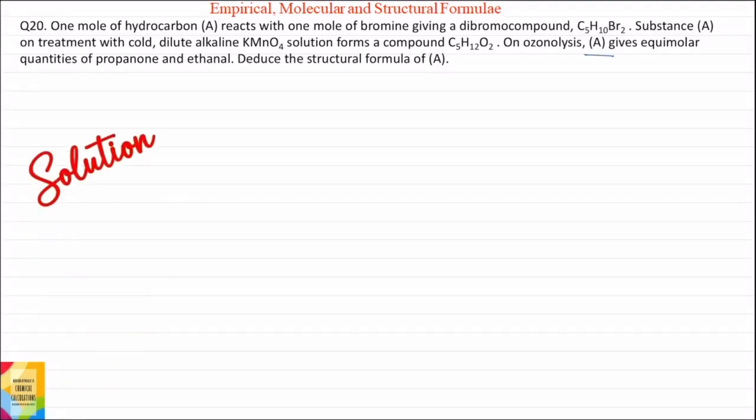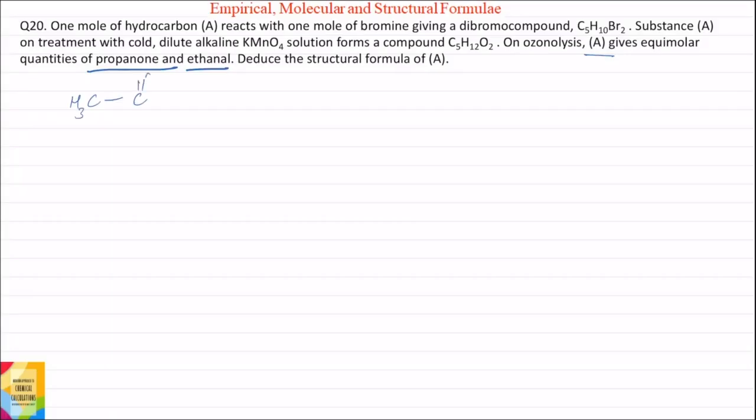The products of ozonolysis of A are propanone and ethanal. Now, what is the structure of propanone? The structure of propanone is CH3COCH3, and the structure of ethanal is CH3CHO. Now, in ozonolysis, the double bond gets replaced by a carbonyl group. So if we consider the carbonyl groups of propanone and CH3CHO, this is the carbonyl group of propanone and this is the carbonyl group of ethanal.